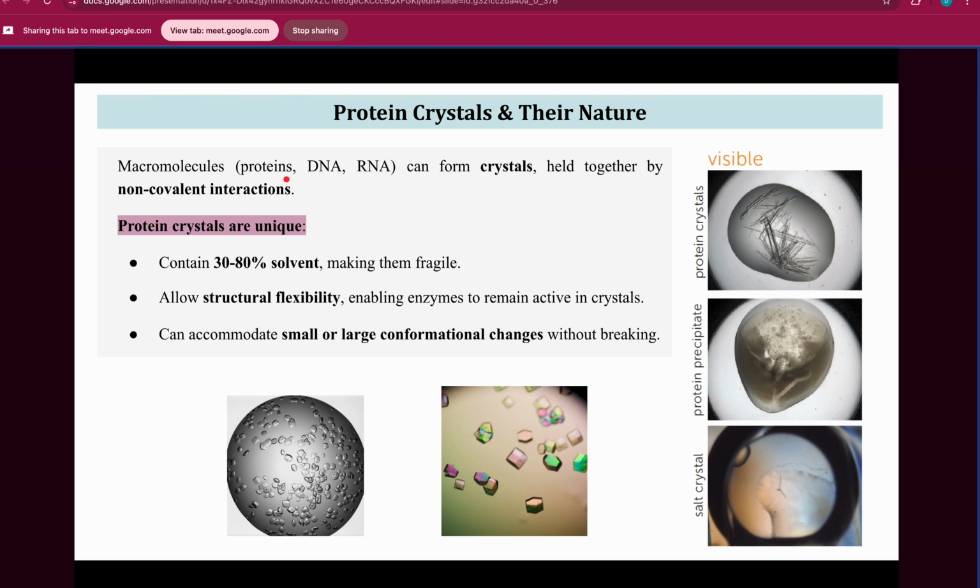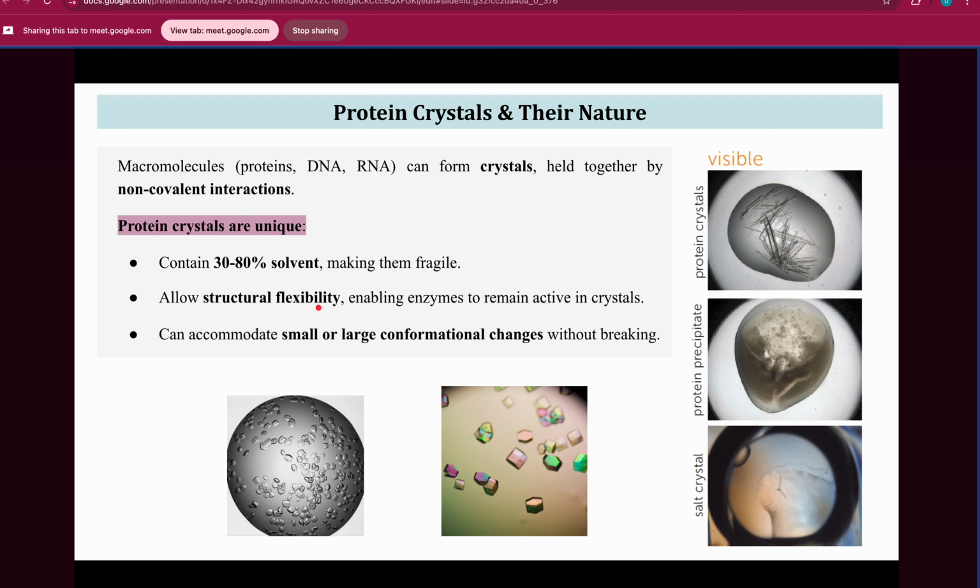Macromolecules such as proteins, DNA and RNA can form crystals. So what are crystals? Crystals are structures which are held together by non-covalent interactions. There are non-covalent interactions between those molecules which give rise to the crystals. Protein crystals are unique. They contain 30 to 80% solvent. Due to the presence of this solvent, they are very fragile, and if you prick them, they will simply break.